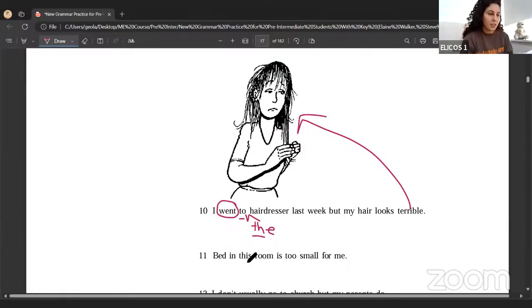There's some words we don't. I went to school yesterday. I went to college yesterday. I went to university yesterday. But hairdresser, we need the. So again, how do you know? Only look at the words that don't need the. Your most common ones were, as I said, school, college, university, home, work, bed, church, hospital, prison. But here we have hairdresser. So yes, I went to the hairdresser last week, but my hair looked terrible.